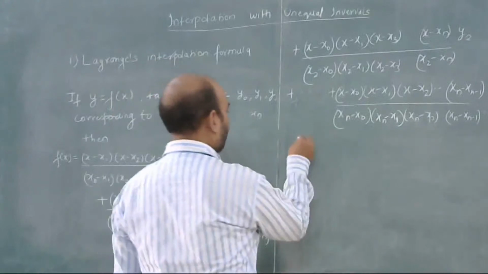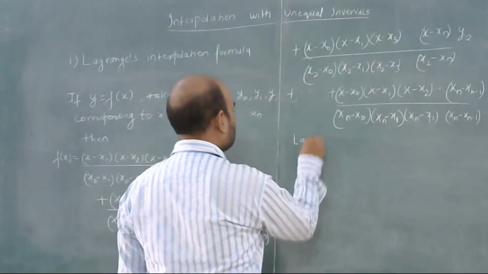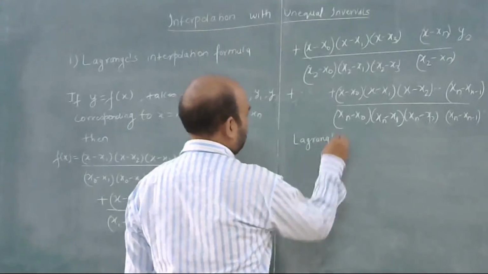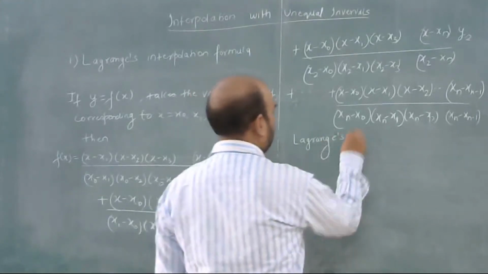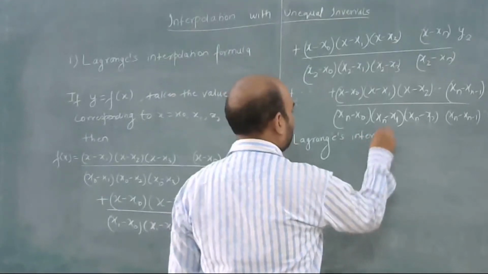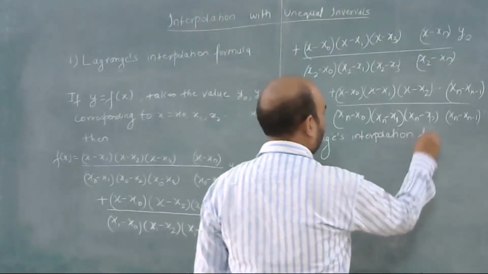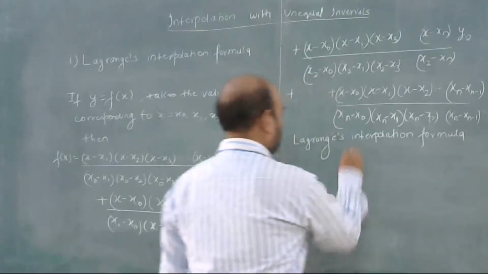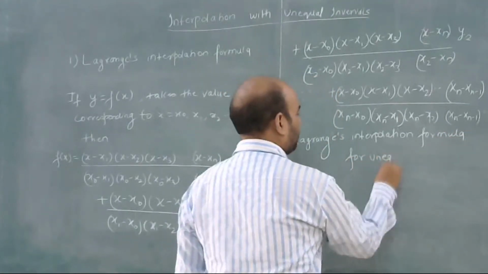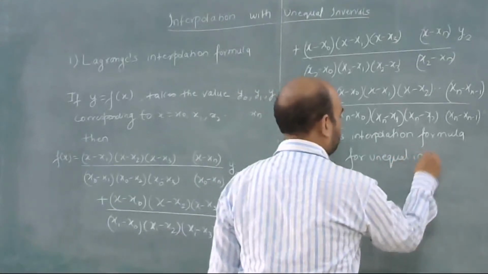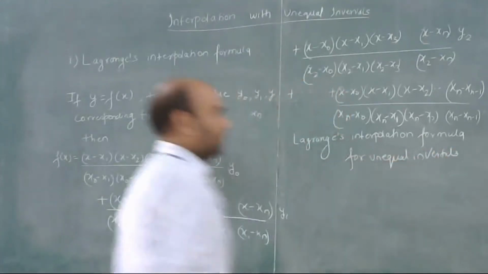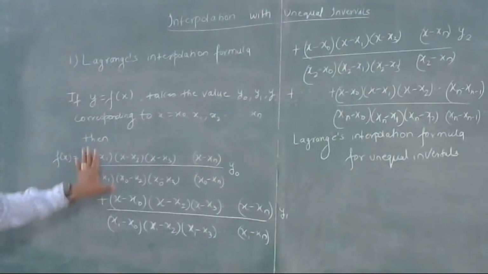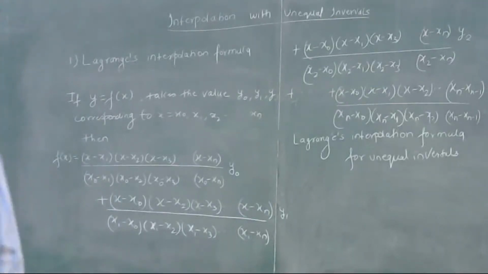So this formula is Lagrange's interpolation formula for unequal intervals. Okay, so this is quite a lengthy formula, but you will get the value of f of x at any value of x.